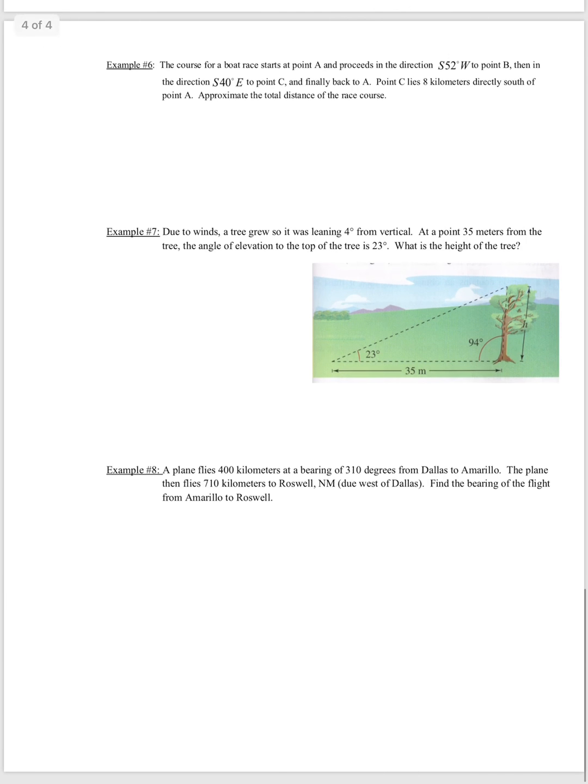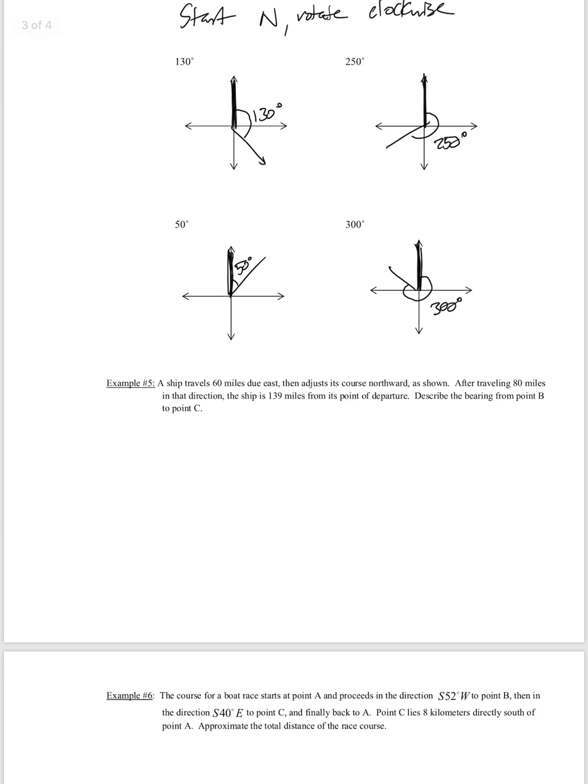So let's take a look at a bunch of examples. There's 4 examples here, and then we'll practice this a lot in class as well. But let's start. A ship travels 60 miles due east, then adjusts its course northward as shown. So for some reason when I printed this, there was no actual picture of this. So pretend that this is the picture as shown. So this is point A, it's where we're starting. The ship goes 60 miles due east to point B, and then it adjusts its course northward. So it starts going further north, not directly north, but further north, to point C.